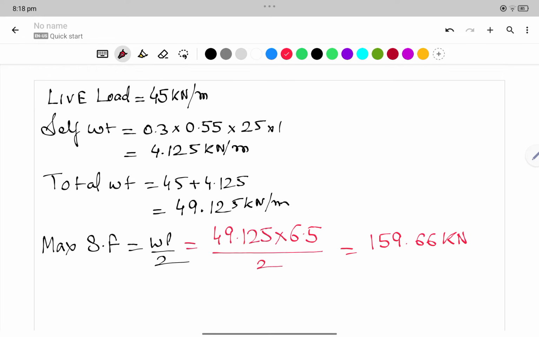Now we will calculate the nominal shear stress. We have to calculate the Vu, which is the factored shear force. So we will multiply 1.5 into this 159.66. It is coming to 239.49 kilonewton.